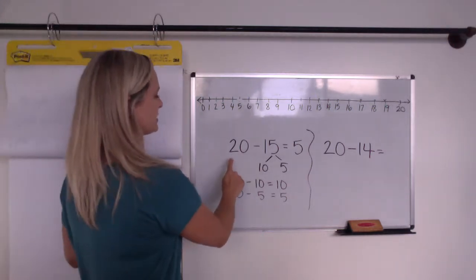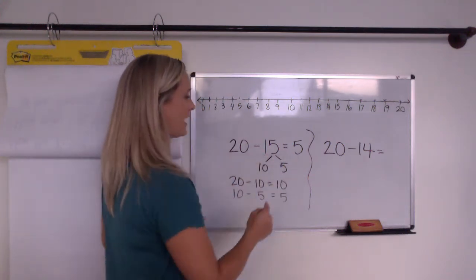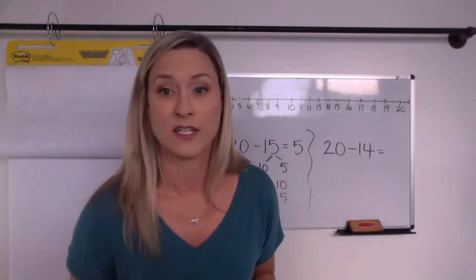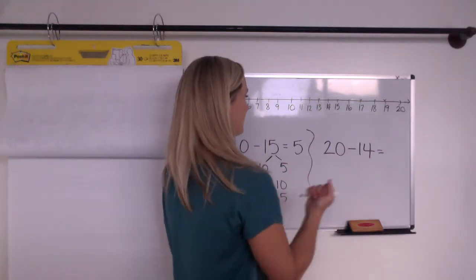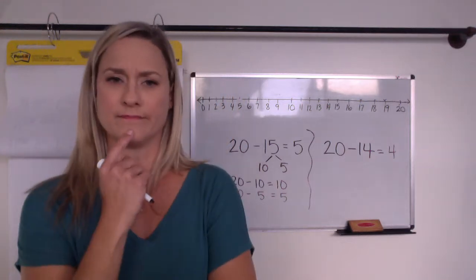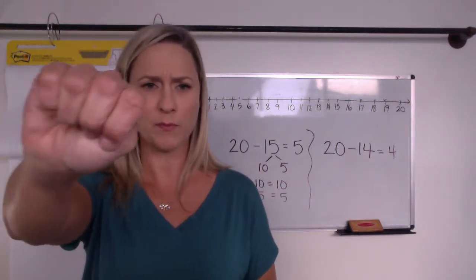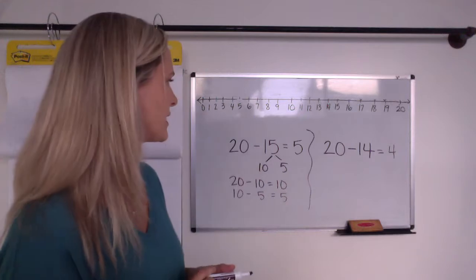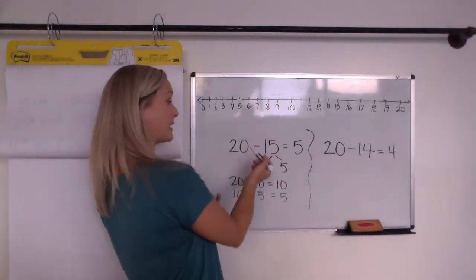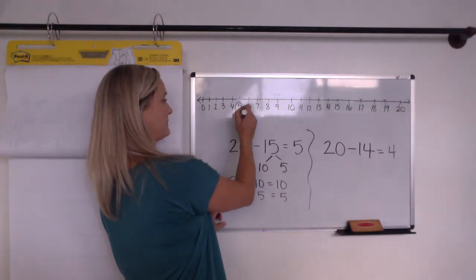I think some people said, well, 20 minus 15 is 5, so 20 minus 14 must be 1 less. So maybe they said that, and they said the answer would be 4. But then maybe somebody in the class goes, I want to push your thinking. I want to talk to you about that. Because 20 minus 14, well, 20 minus 15 got us here, right?